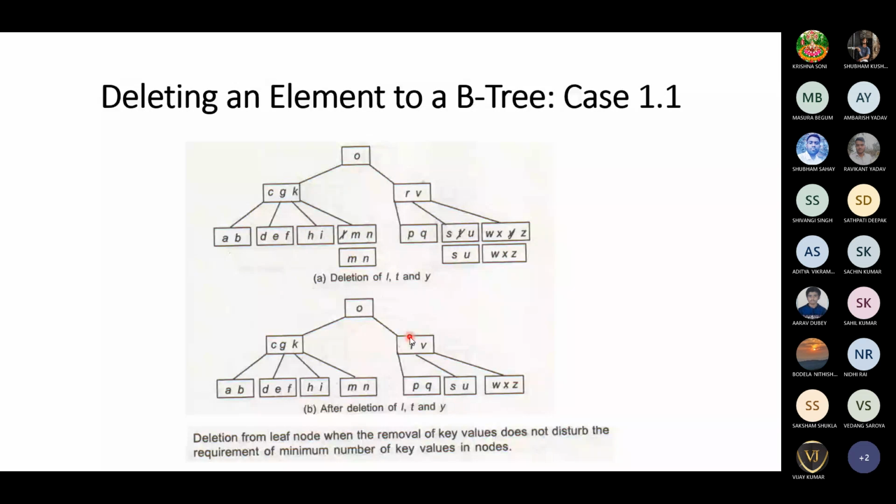So this is the first case, case 1.1. Case 1.1 is the simplest case of deletion because in this case L and T are removed. We have seen that deletion takes place by removing the key value from the node, then simply shifting. M and N are shifted: M is shifted to L's place, N is shifted to M's place. Likewise here, U is shifted to T's place, Z is shifted to Y's place. Simply shifting the key values towards the left within the node is a simple deletion.